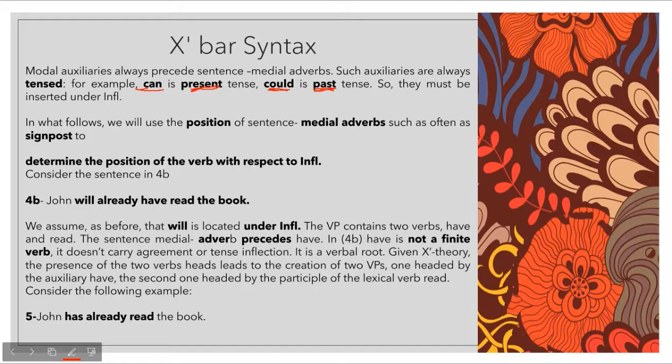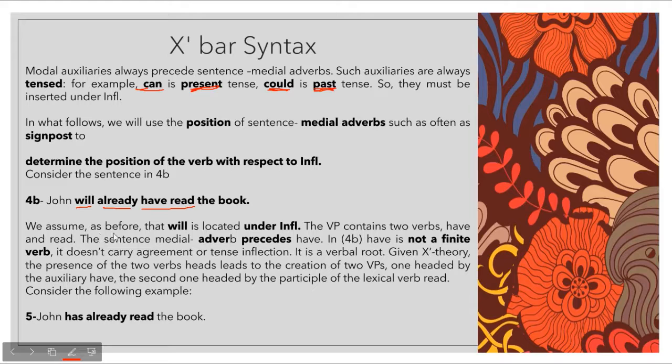Consider the sentence in 4b. John will already have read the book. Ooh, what a sentence. Have read with already with will. Whoa. So let's see how this type of IPs is structured.